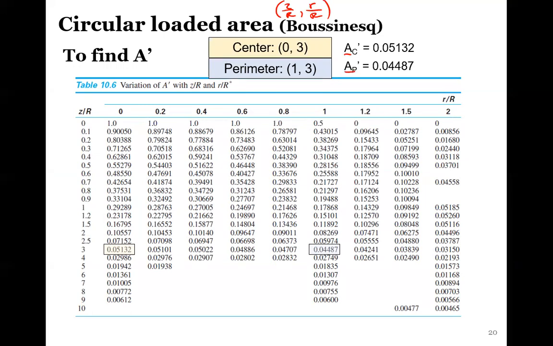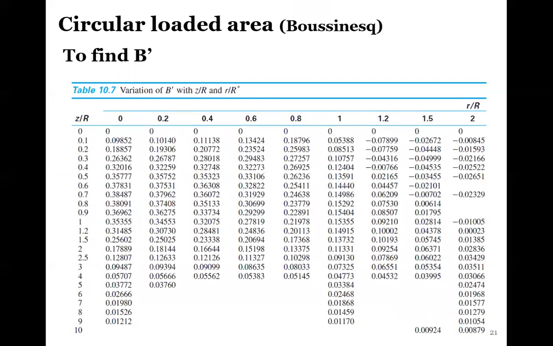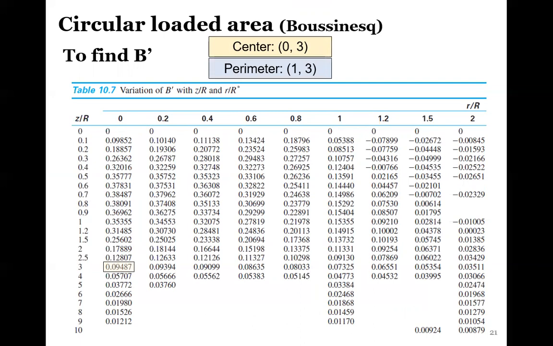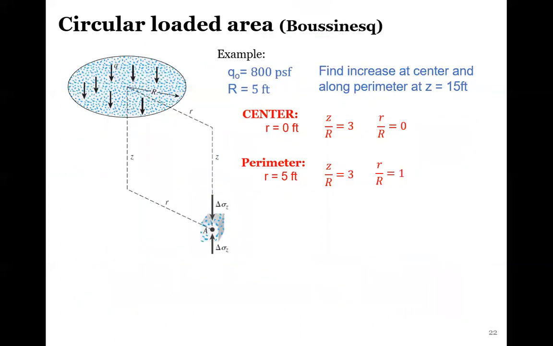So we need to go to the next table, table 10.7, to find B. We do the same things as before. So for our center, it is right here. For our perimeter, it is right there. So putting those aside again, BC is for the center and BP is for the perimeter. And now we can do all the fun math. So we have these functions here.